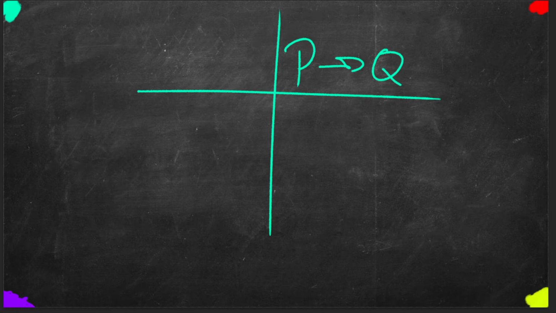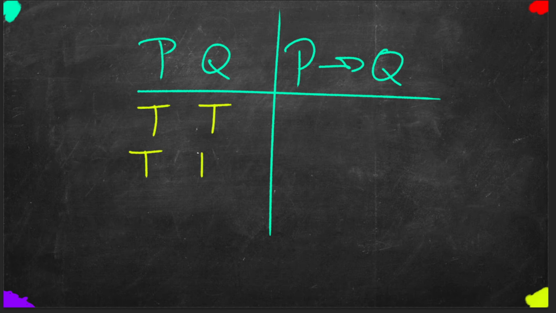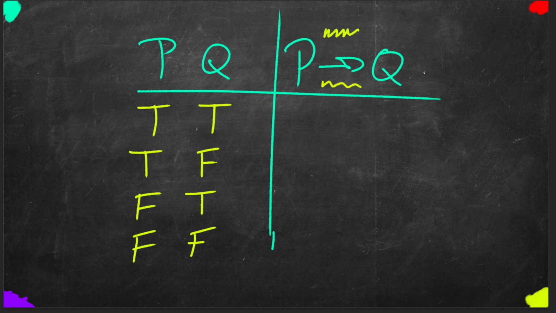And again, there are 4 ways of interpreting this formula. And so it can be true, true, true, false, false, true, and false, false. So with these as input, we need to know how this right arrow behaves.